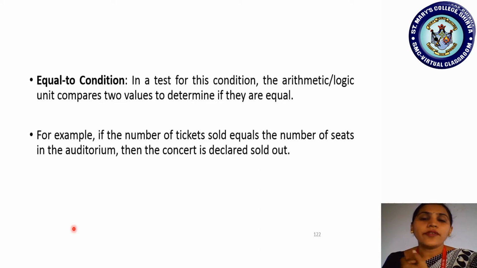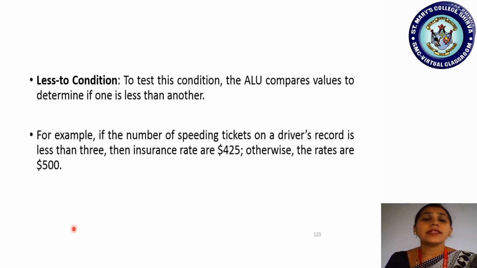So the number of available seats is equal to what? The number of tickets which have been sold. It means the concert or the auditorium is full, and that is why it is declared as what? Sold out. That is, all the seats are being what? Occupied. Then the less than condition.